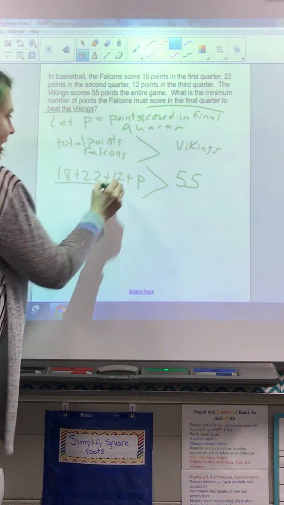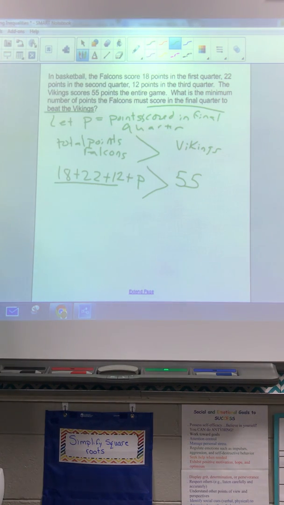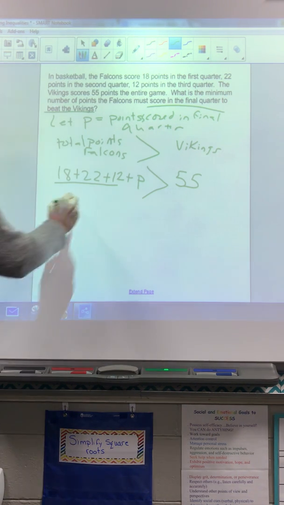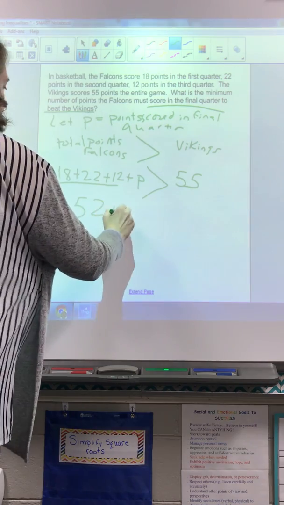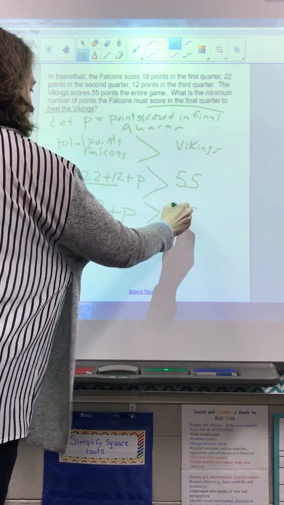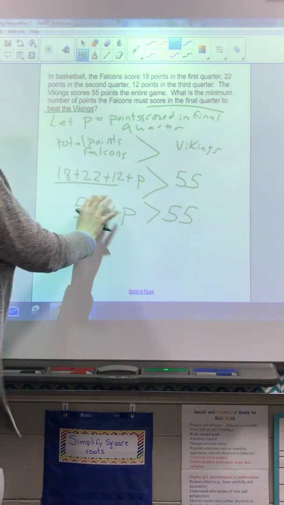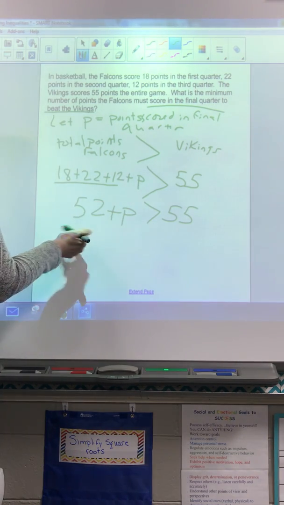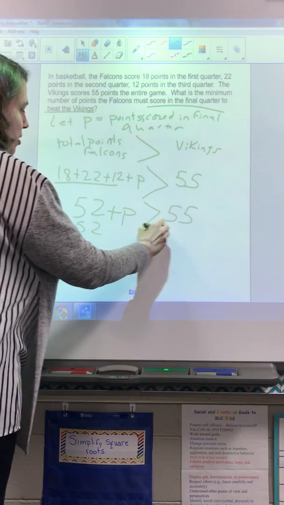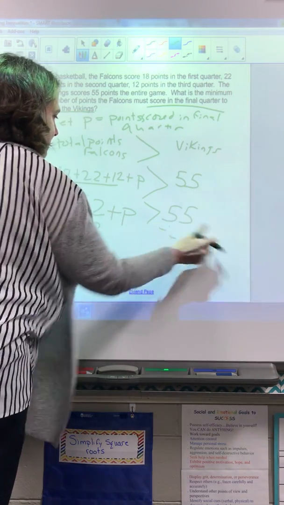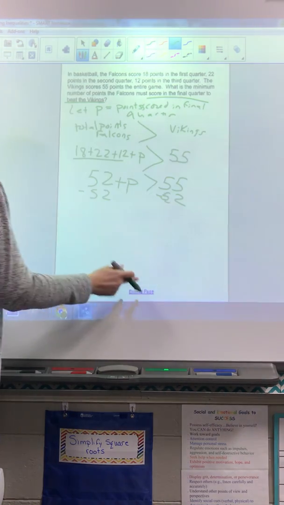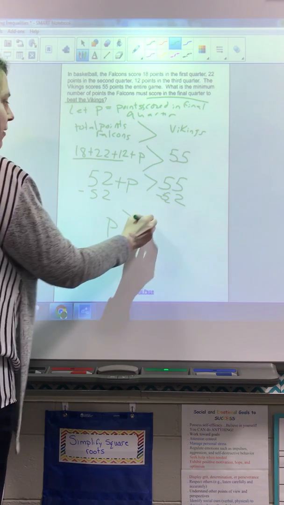These are on the same side of your inequality, so you add them. 18 plus 22 plus 12 is 52. 52 plus P is greater than 55. Now I'm ready to do inverse operations because I can't do any more simplifying on the same side. So minus 52, inverse operation on both sides. I'm left with P is greater than 3.